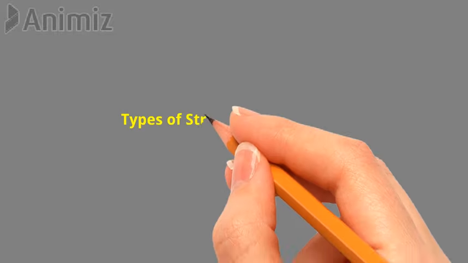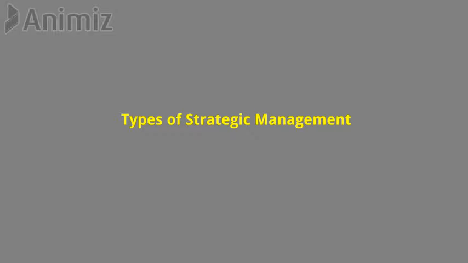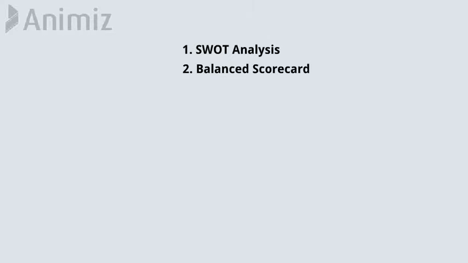Now come to the types of strategic management. The strategic management concept can be implemented in various ways. Here are 2 of the important strategies I will discuss.